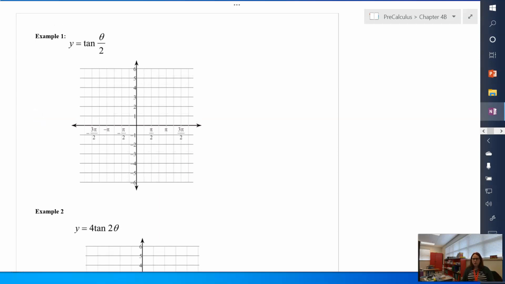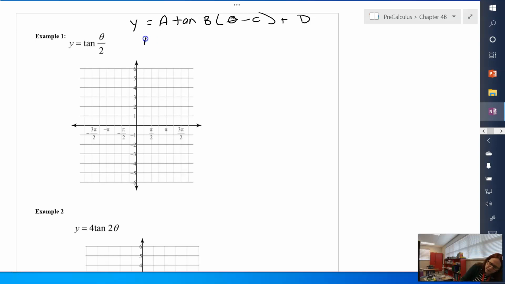Now let's do some transformations. So the general function for a tangent graph is y equals a tangent of b theta minus c plus d. So we have the same a, b, c, and d that we had in sine and cosine. So I'm going to look at my equation, and I'm going to figure out the a, b, c, and d.